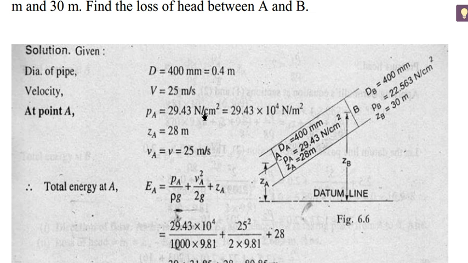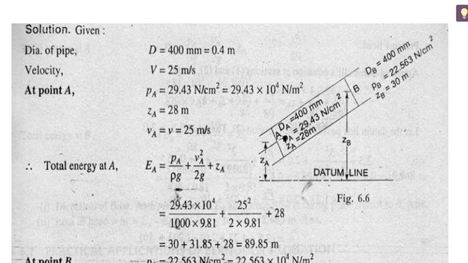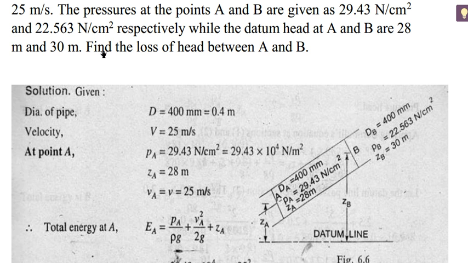Pressure is given in Newton per centimeter square. We have to convert it into Newton per meter square. Every unit should be in SI units only. So finally, what we have to find is the loss of head between A and B.